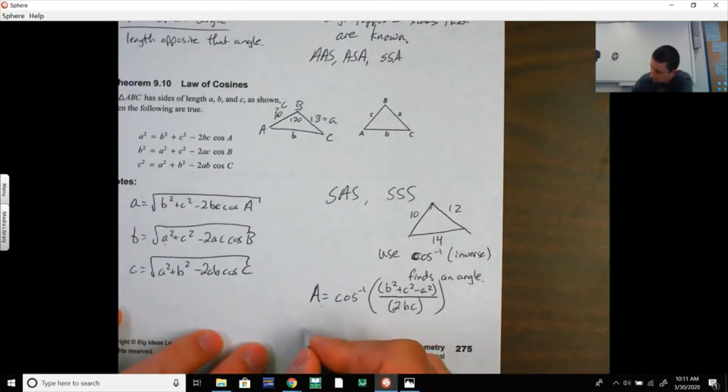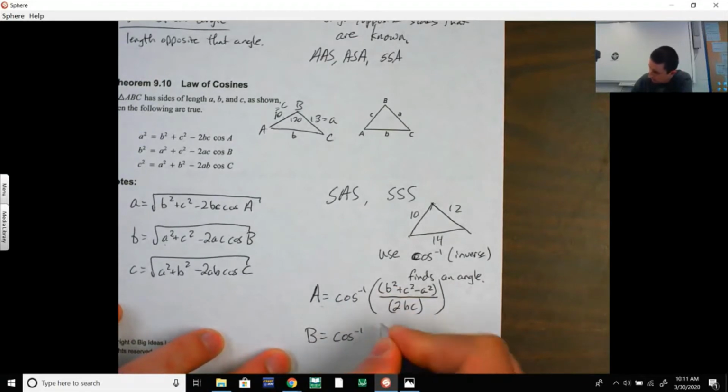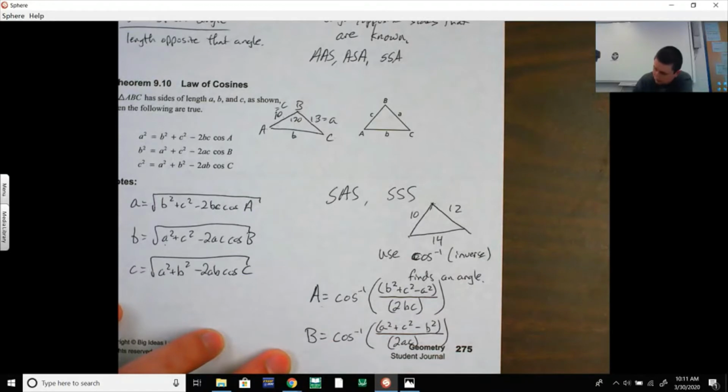Okay, and I can write this for each of these. If I want angle b, I'm going to take inverse cosine. Now it's going to be a squared plus c squared minus the b squared, that's all on top, over 2ac. That's on the bottom. So notice a squared plus c squared minus the b squared.